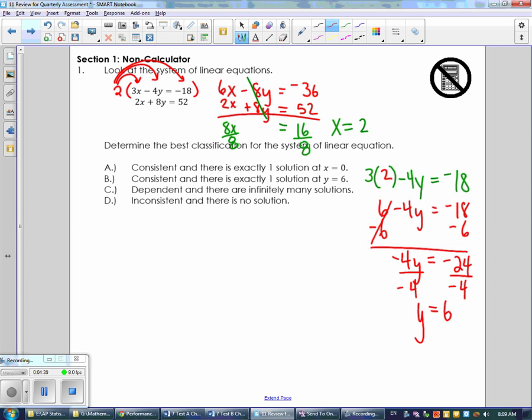So that means that my system does have a solution. That means it's a consistent system. It's also an independent system because it has one solution. And so if I look at my answer choices, I know I can eliminate C and D.